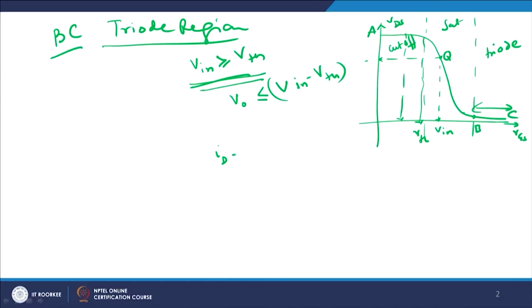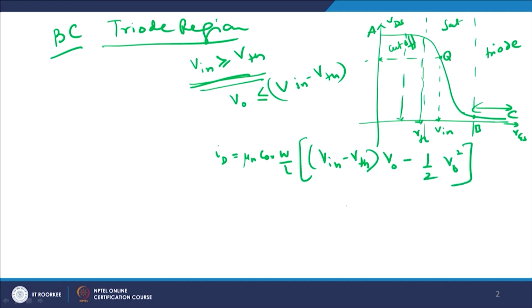Now, the device will start behaving like a resistive device, and therefore I can write ID equals mu n C oxide W by L into V in minus VTH into VO, minus half VO square. Why? Because if you remember the previous discussion, the MOS device was something like this, and you did have an RD here, and this was your VGS, and this was grounded, and you are taking the V out from here.